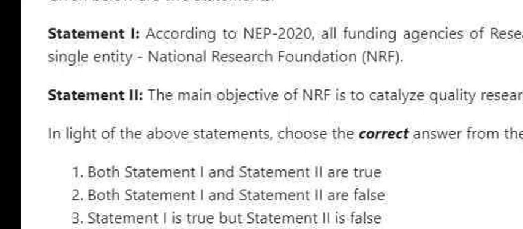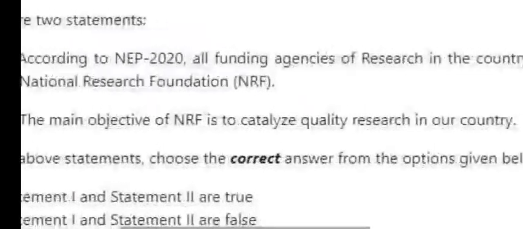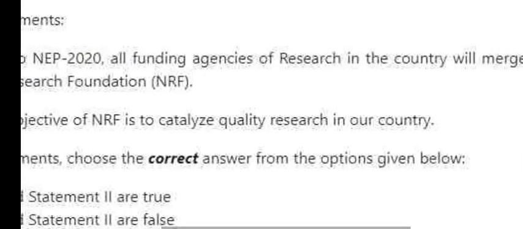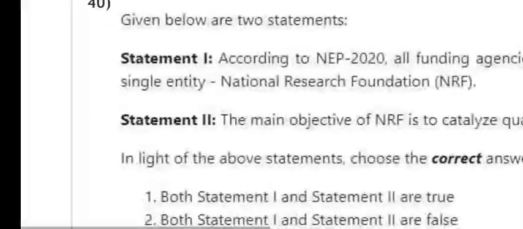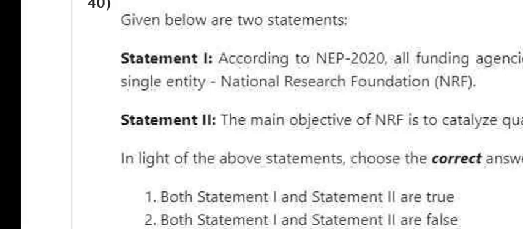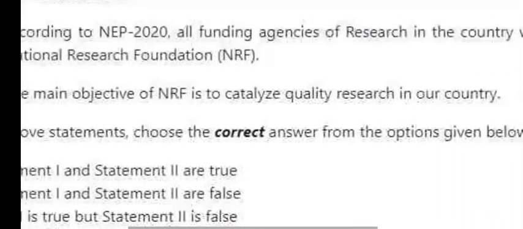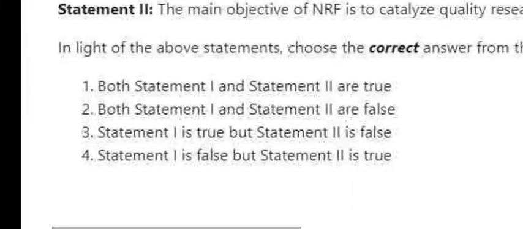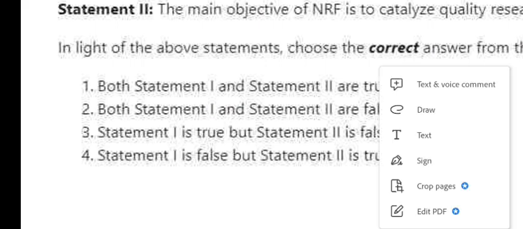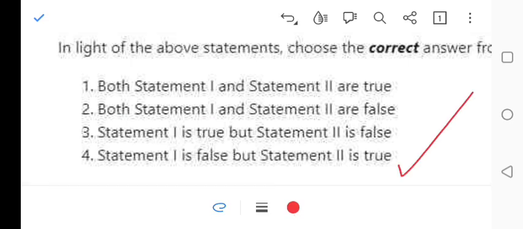Next, one says, according to NEP 2020, all funding agencies of research in the country will merge into a single entity called National Research Foundation, NRF. Two says, the main objective of NRF is to catalyze quality research in our country. Which one will be correct? 1 and 2 are true, 1 and 2 are false, 1 is true, 2 is false, 1 is false but 2 is true. So number 4 will be correct: 1 is false and 2 is true.